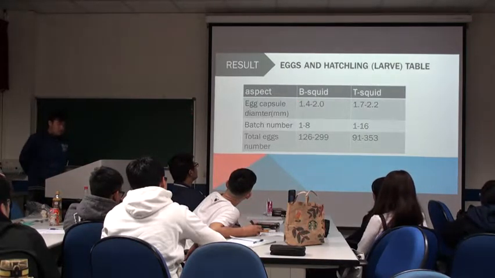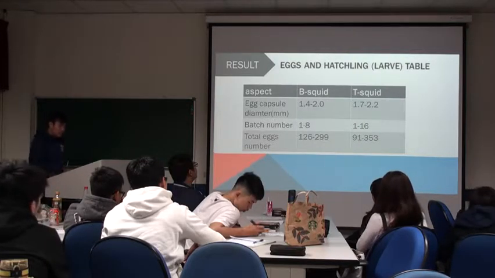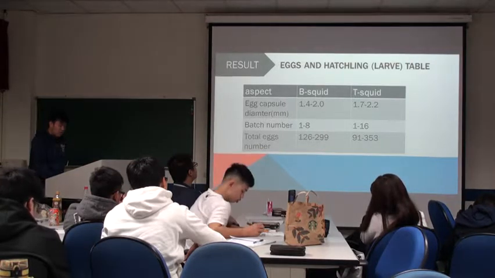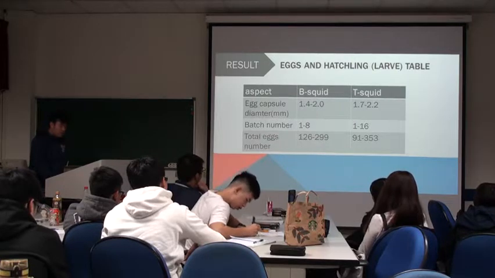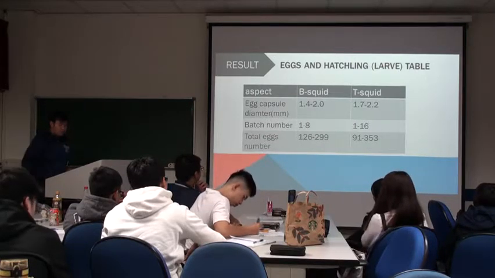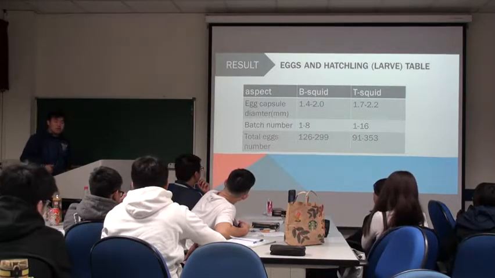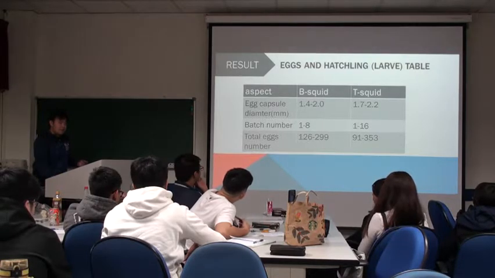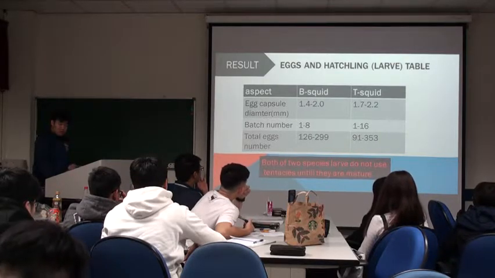And these are some results of the eggs and hatchling tables. Although you can see that the egg capsule diameter, the batch number, and even the total egg number of B squid and T squid do not overlap completely, in the long term of observation, we found that their larvae have the same common points. Both species' larvae do not use tentacles until they are mature.